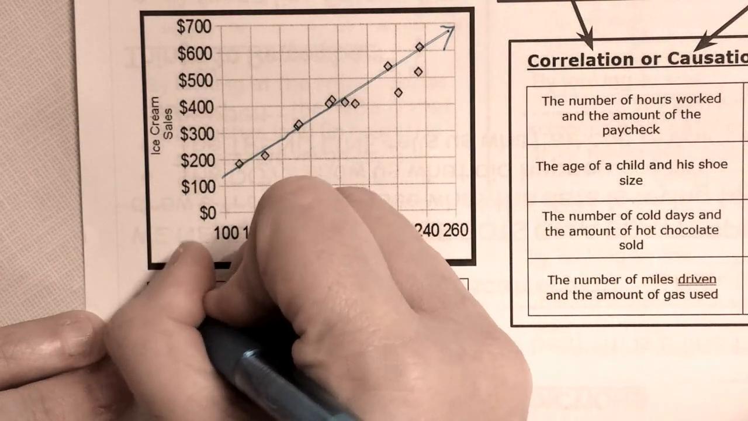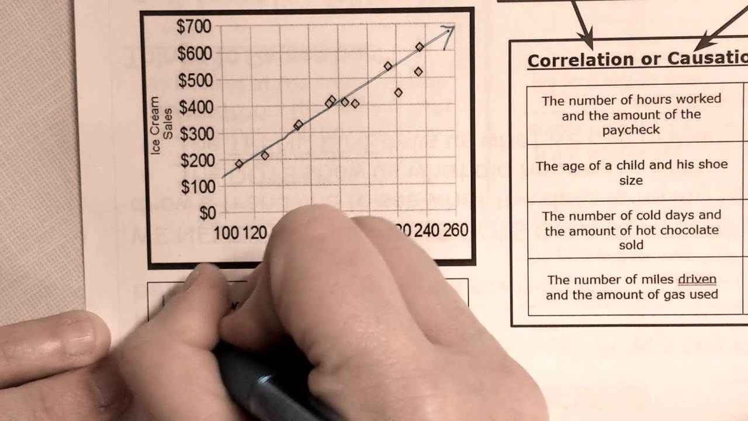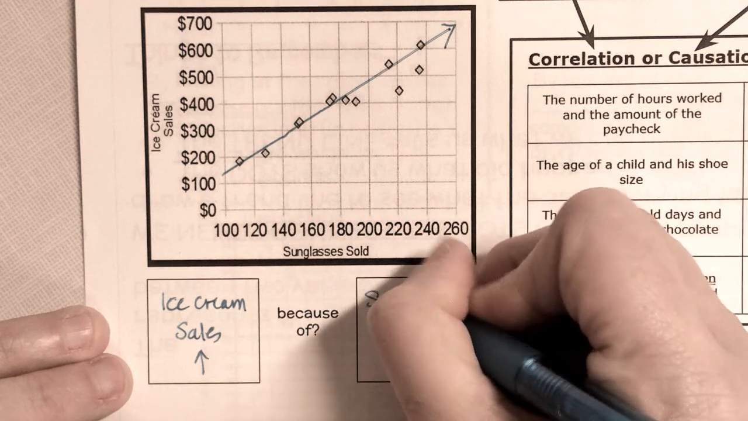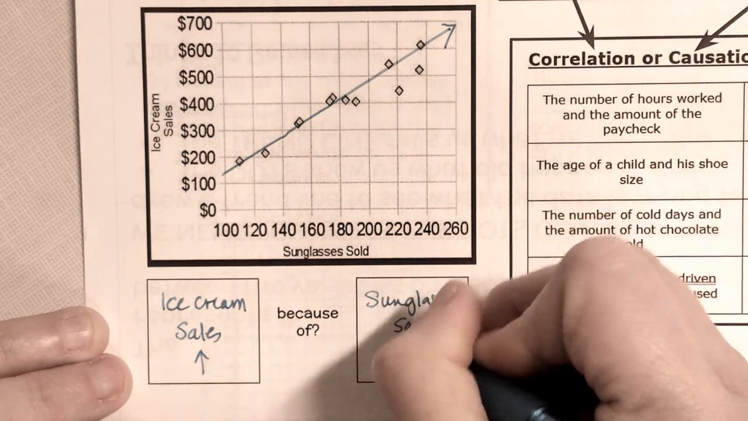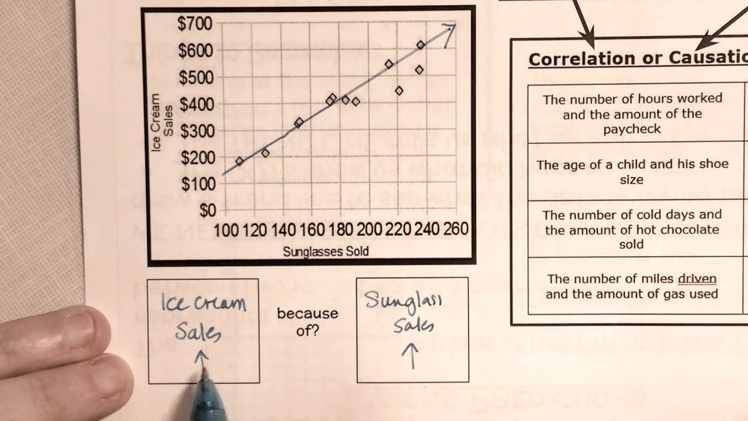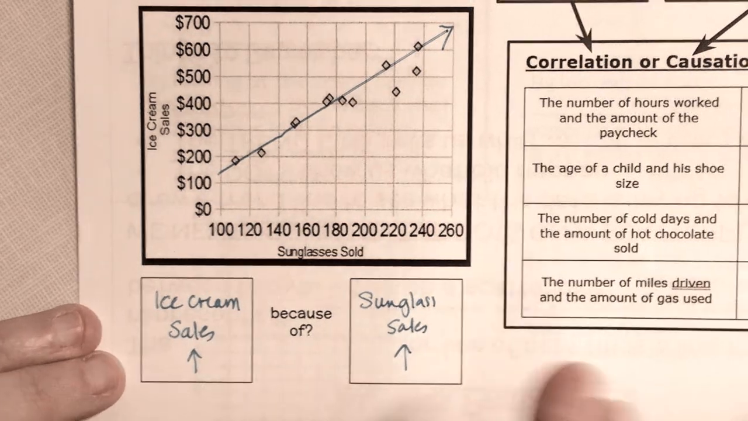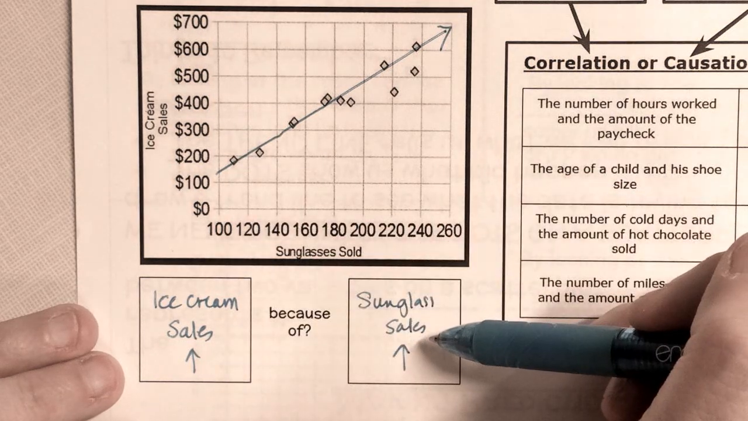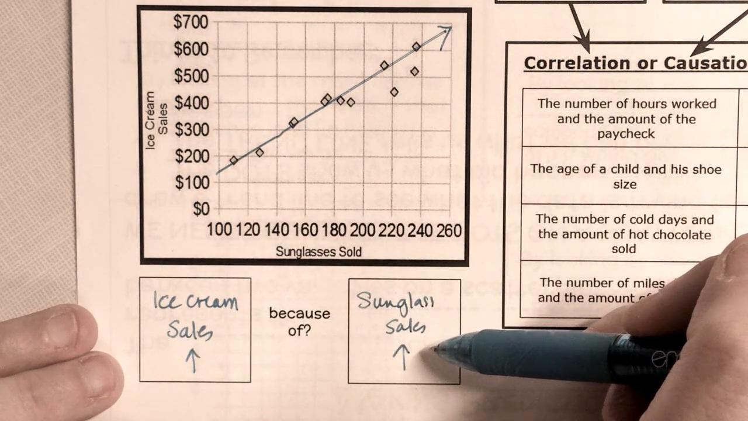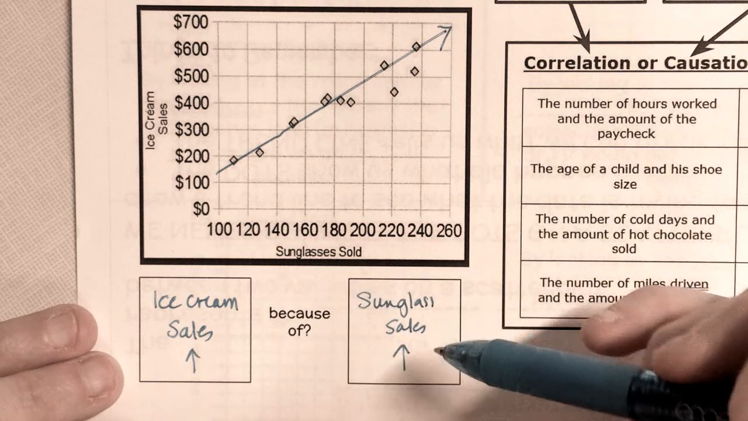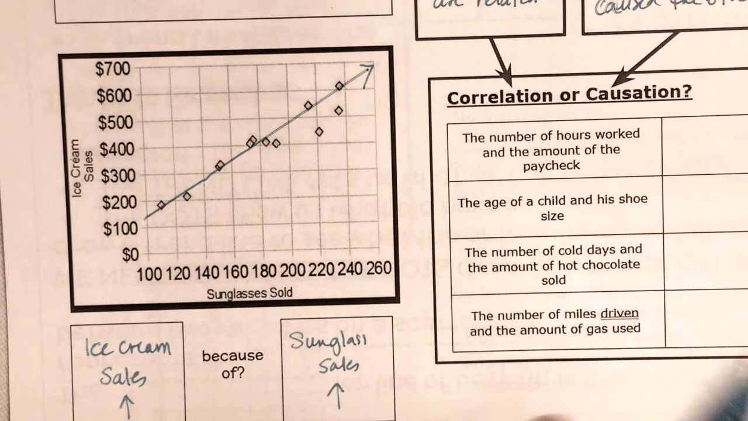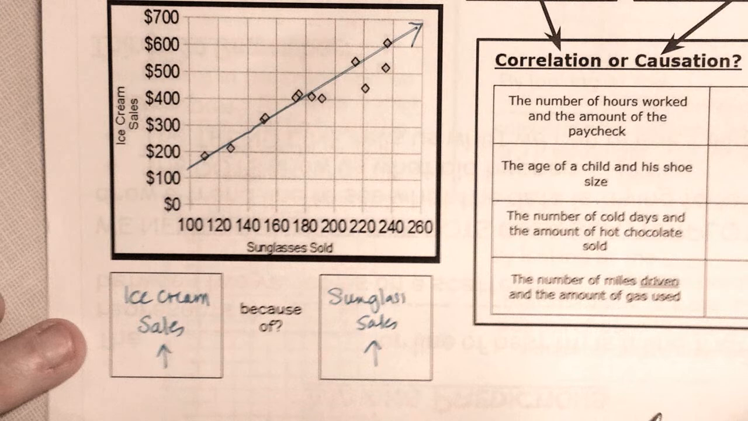So let's say we have ice cream sales up, and then we have sunglass sales going up. But are ice cream sales increasing because of sunglass sales? Are sunglass sales increasing because of ice cream sales? Or could there be something else related to that? Like, we sell a lot of ice cream in the summer when it's hot, and we sell more sunglasses in the summer when it's bright. So there are lots of reasons why things could be related. Just because they're related, that doesn't mean that one of them is causing the other to happen.